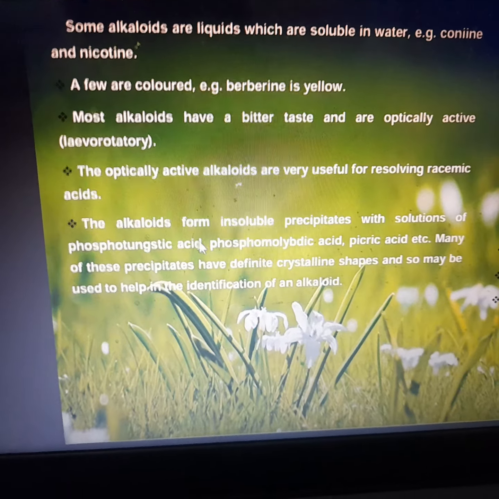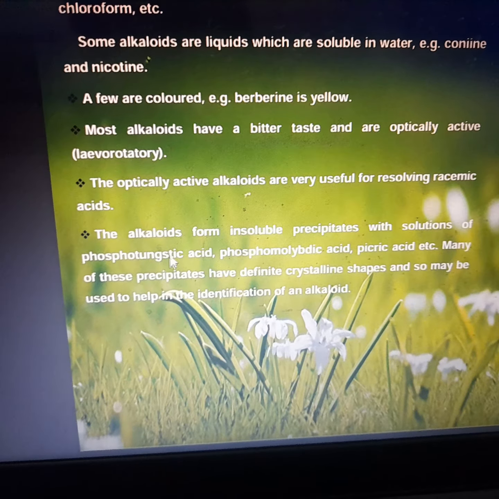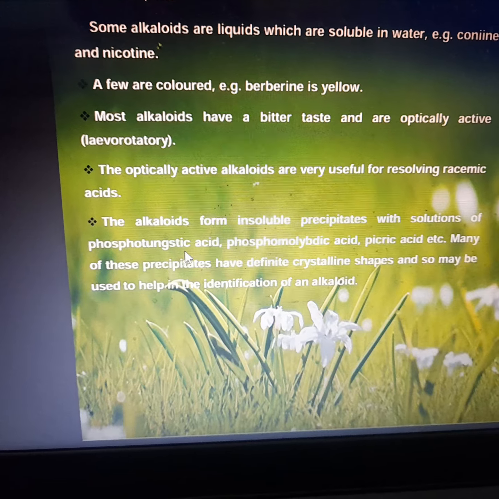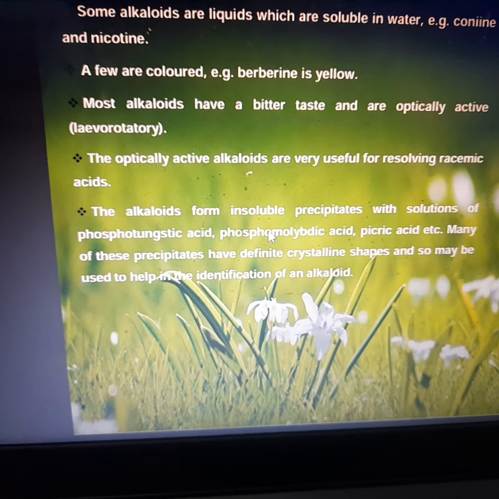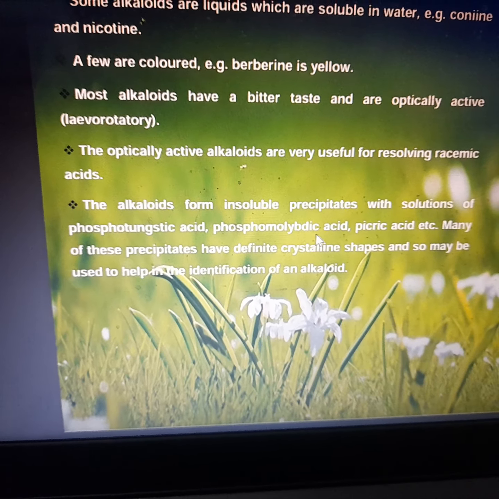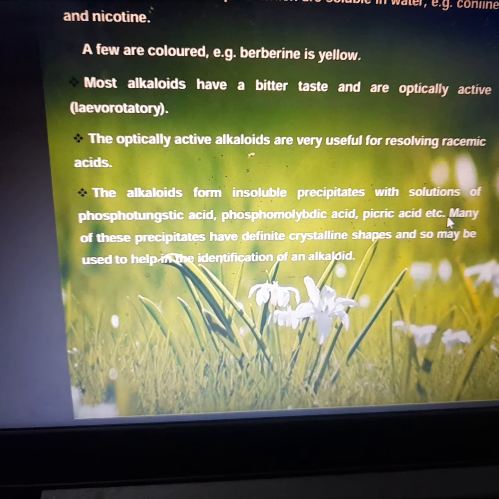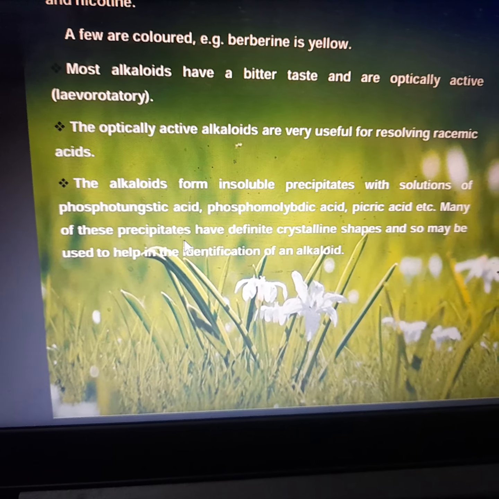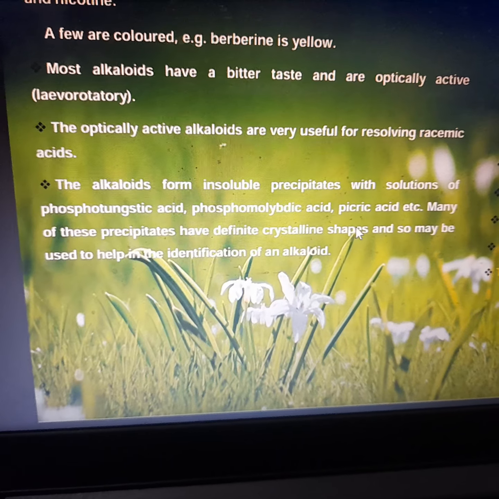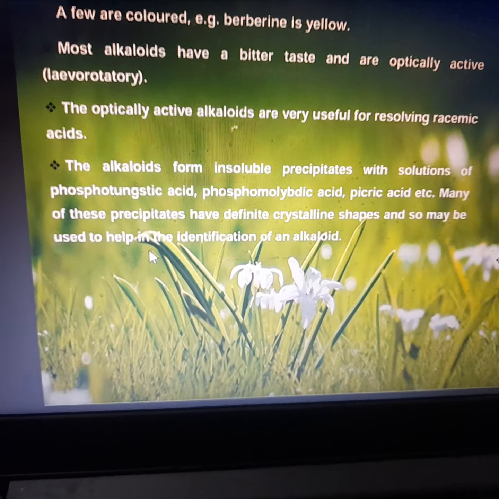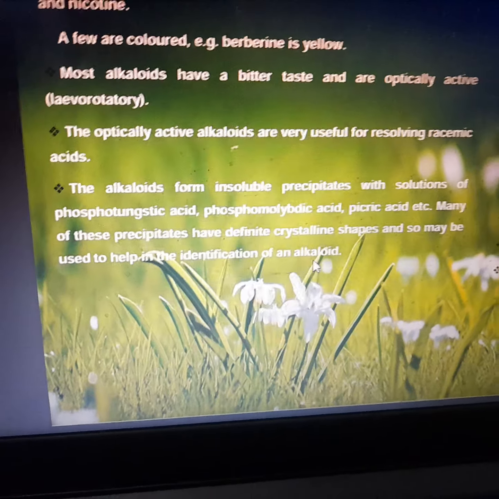The alkaloids form insoluble precipitates with solutions of phosphotungstic acid, phosphomolybdic acid, picric acid, etc. Many of these precipitates have definite crystalline shapes and so may be used to help in the identification of an alkaloid.